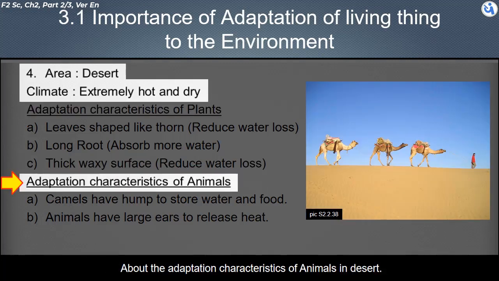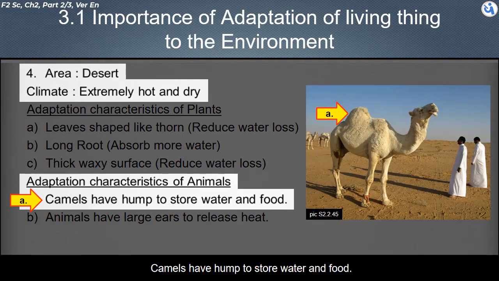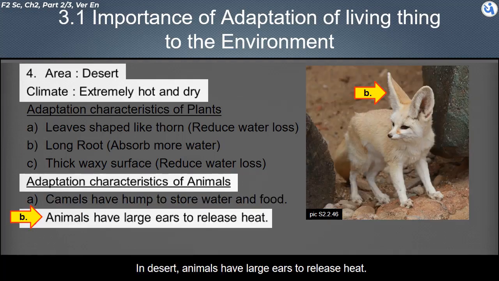About the adaptation characteristics of animals in the desert. The camel is the typical animal that lives in the desert. Camels have a hump to store water and food. In the desert, animals have large ears to release heat.